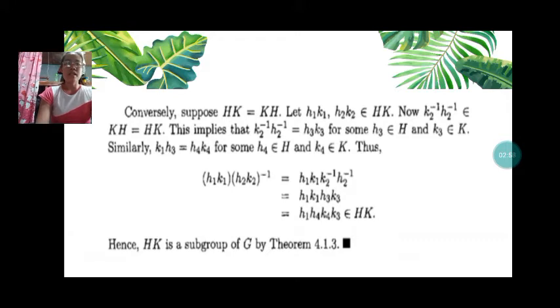Thus, h sub 1 k sub 1 times h sub 2 k sub 2 inverse is equal to h sub 1 k sub 1 k sub 2 inverse h sub 2 inverse, which is equal to h sub 1 k sub 1 h sub 3 k sub 3, which is equal to h sub 1 h sub 4 k sub 4 k sub 3, an element of HK. Hence, HK is a subgroup of G by theorem 4.1.3.